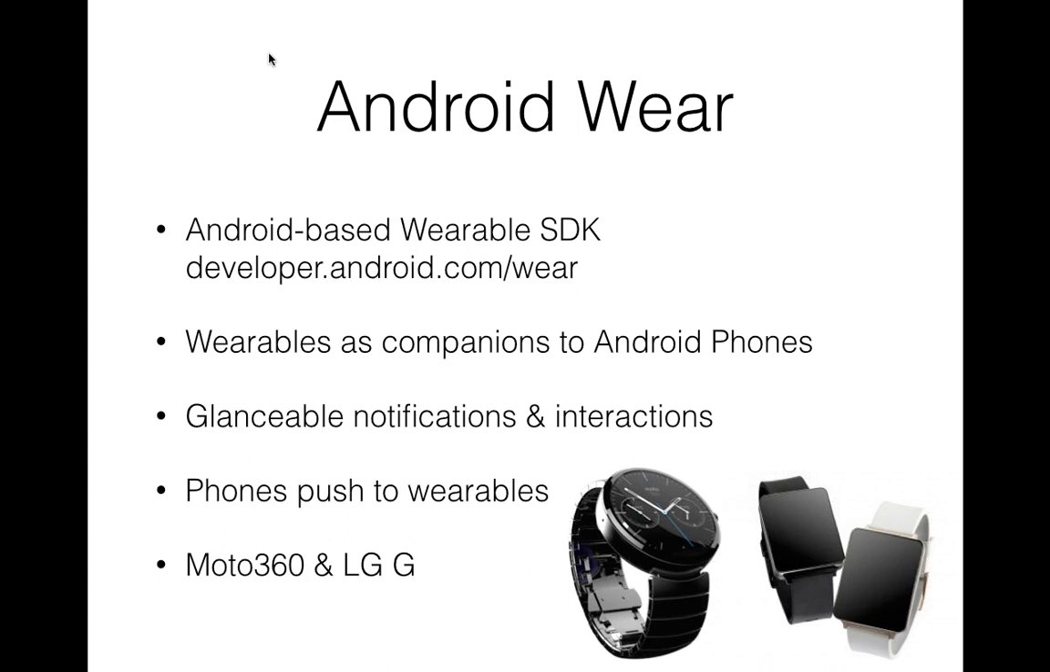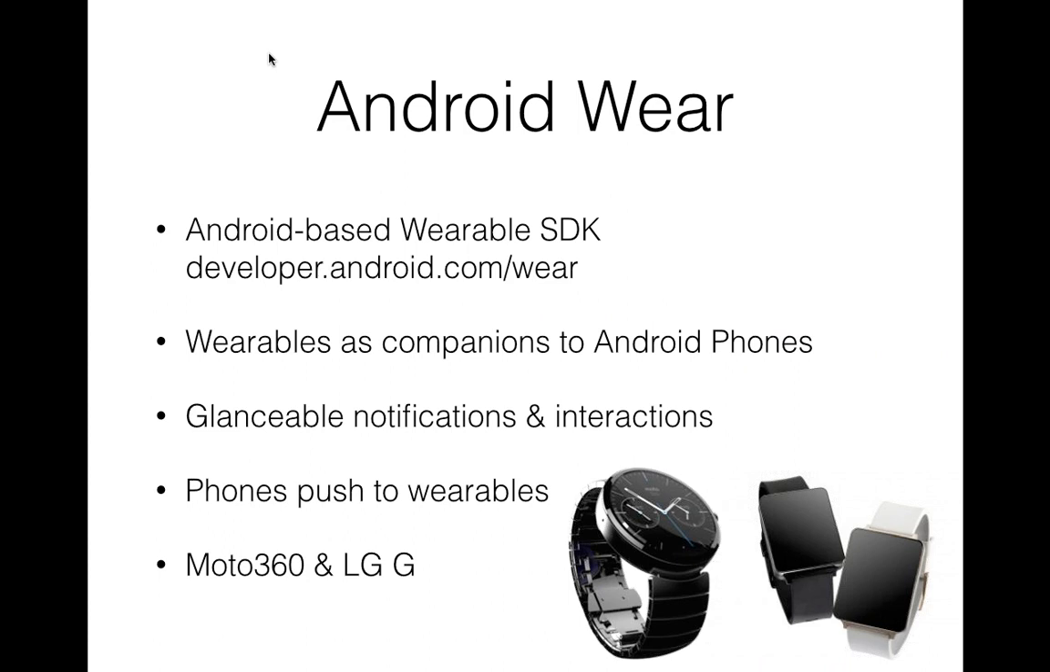So, Android Wear. The model for Android Wear is that your smart watch or your Android wearable device is really a companion to a smartphone. They coexist and work together, and there's a different interaction model around Android Wear than around a smartphone. The interaction model is that you want these things to be glanceable. You want the user to be able to glance down, see a little bit of information, and then quickly take actions on that information.